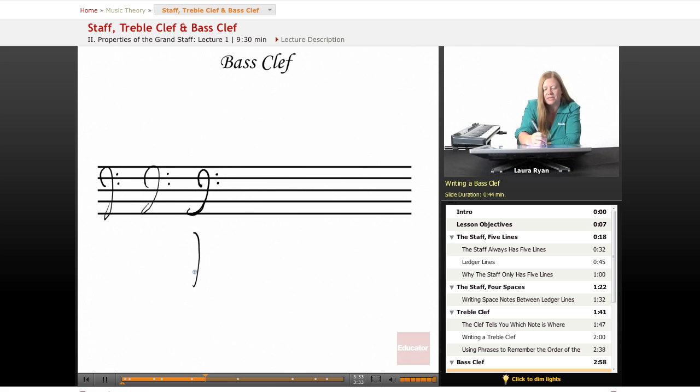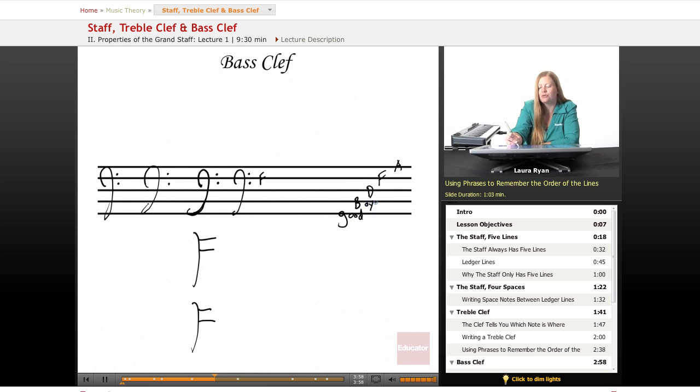Let's see, what letter does the bass clef look like? It looks like F. The bass clef is really pointing out F. There is a dot on either side of the F line, and this is how you know that that is F in bass clef. The lines, G, B, D, F, A. Good boys do fine always. This is a really great way to remember the lines in bass clef. So we'll do a space phrase in the examples. Right now we're just focusing on the lines.